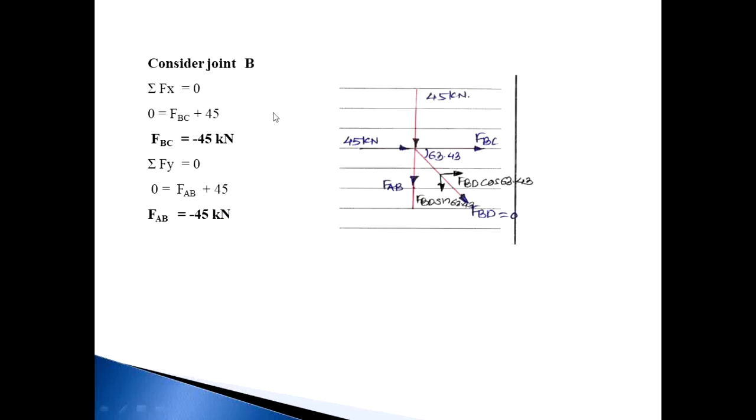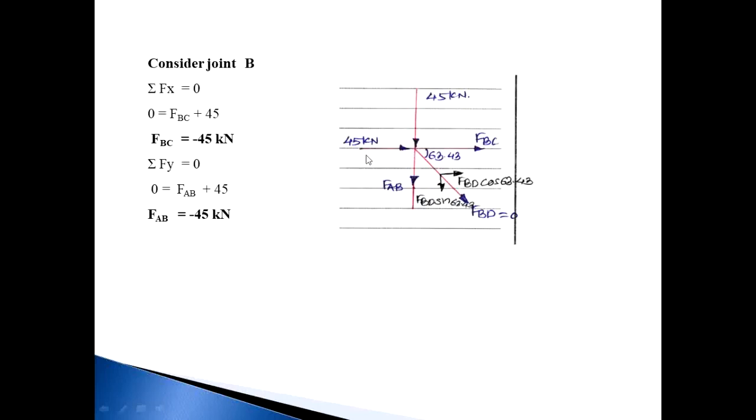Then next, consider joint B. At joint B, there are two external forces, that is 45 kilonewton horizontal and 45 kilonewton vertical, and three member forces, that is FAB, FBD, and FBC. FAB is vertical, FBC is horizontal, but FBD is an inclined force. So we split this FBD into two perpendicular components, and we know the value of FBD is 0, so there is no need to consider this force.